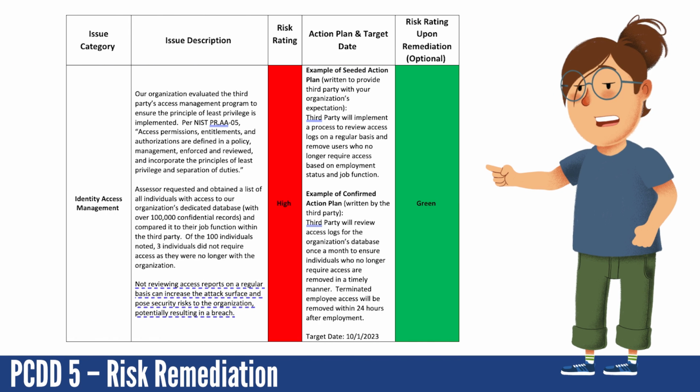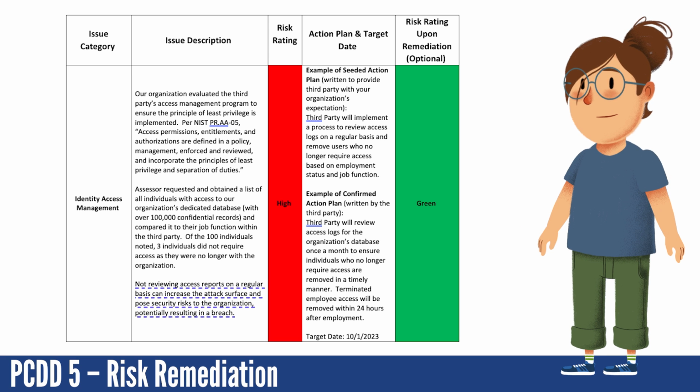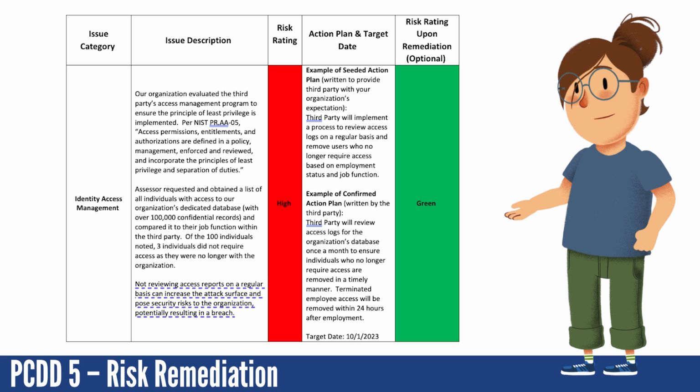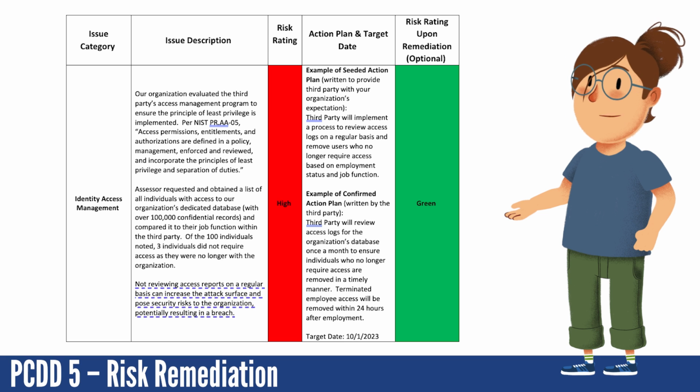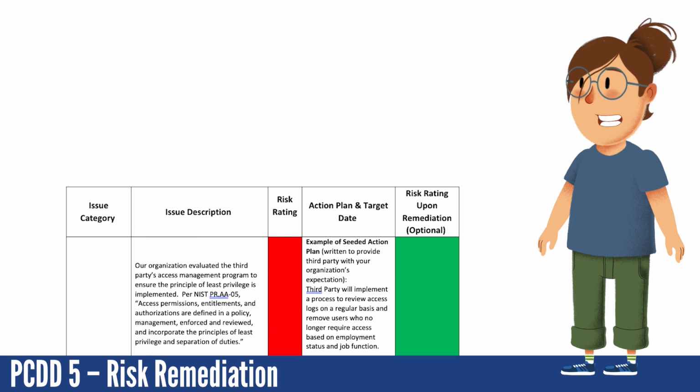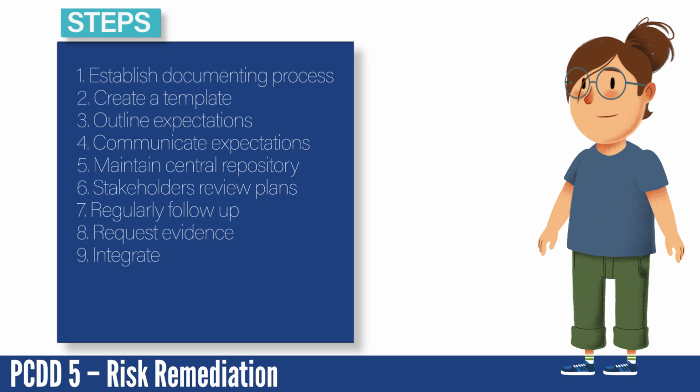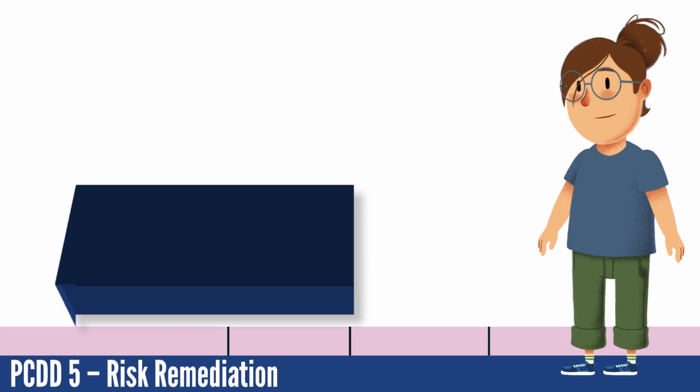Here is an example of a written finding with a seeded and confirmed action plan. As you can see, this includes the risk category, description, rating, action plan and target date, and the risk rating upon remediation. By following these steps, you can ensure that you obtain actual evidence of risk remediation efforts, validate their success, and maintain a secure and compliant relationship with your third-party partners.